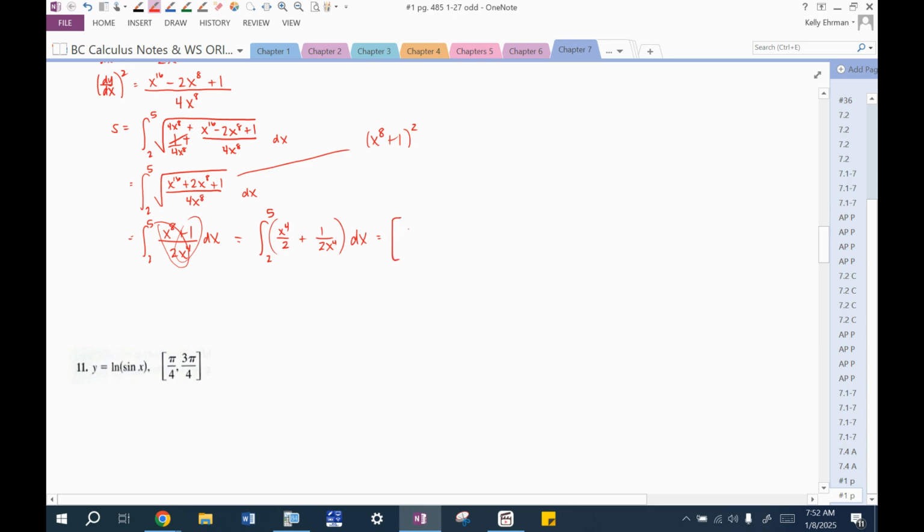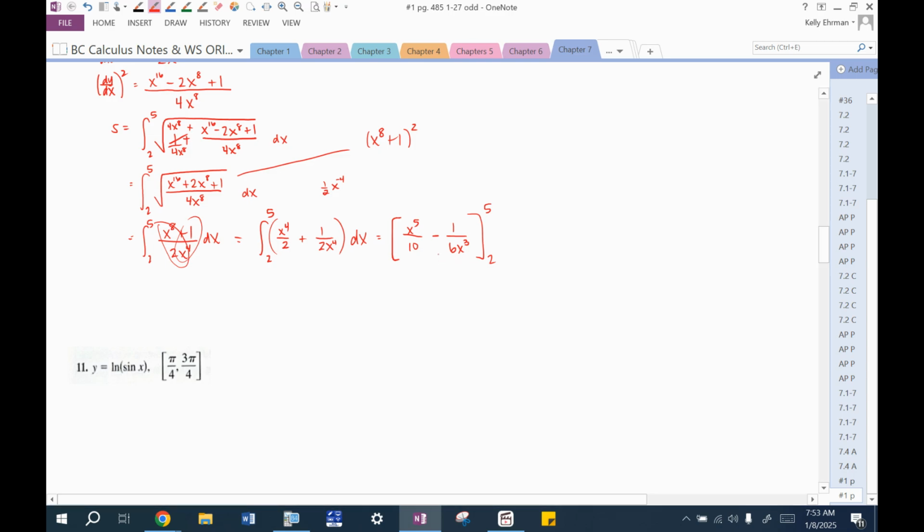Now we use a little bit of power rule here with integration. So this becomes x to the 5th over 5 times 2, so over 10. And then this is 1/2 x to the negative 4. So that becomes 1/2 x to the negative 3 divided by negative 3. So minus 1/6 x to the 3rd down there, going from 2 to 5. And now we should be able to plug numbers into this.